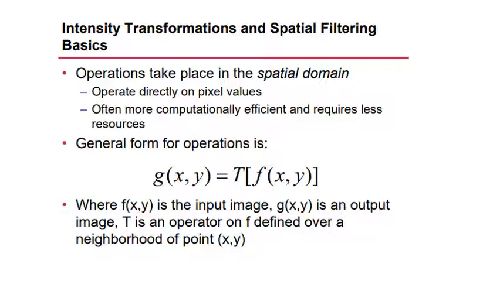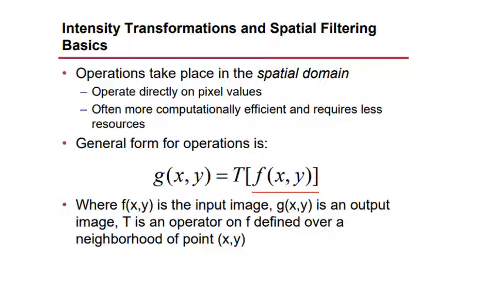So, how do we represent a basic operation on an image? When we say an image, we represent it as f of x comma y. What is x comma y? That is the position of the pixel, and f of x comma y represents the intensity at that position, the intensity of that pixel value.